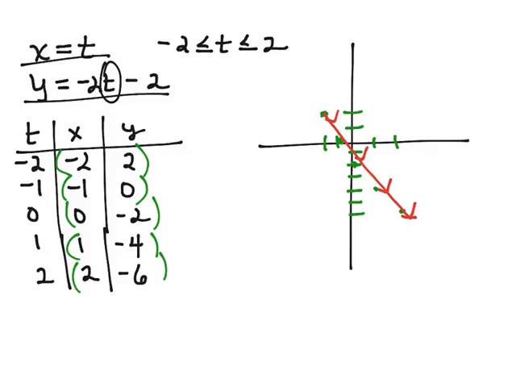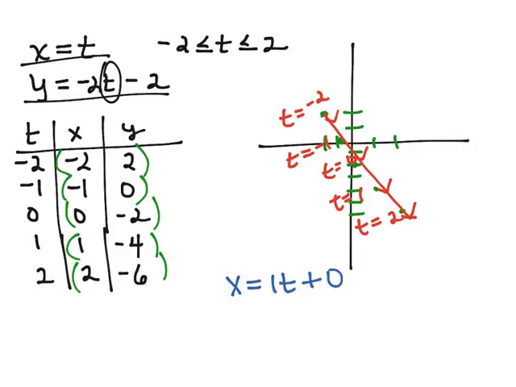We can also go back and enter our t values. This was when t was equal to -2. For this ordered pair, t was equal to -1. Here we had t equals 0, t equals 1, and t equals 2. Now if we go back and look at these equations, I'm going to write this as x equals 1t plus 0 and y equals -2t minus 2.